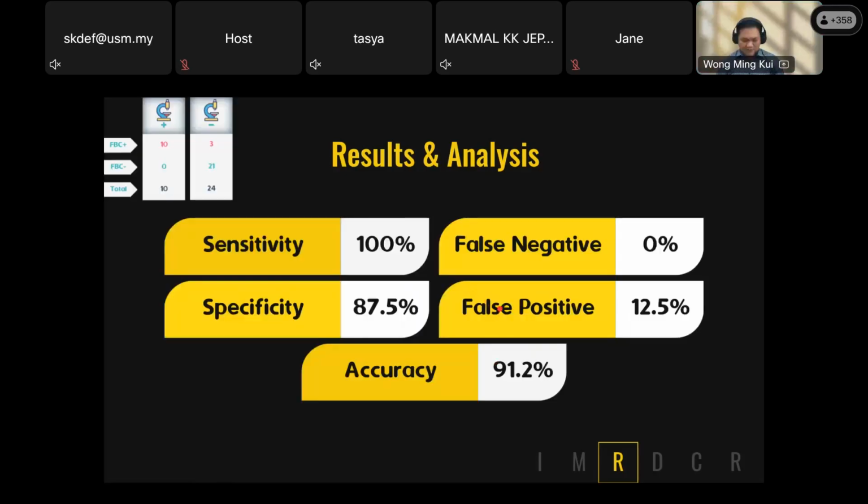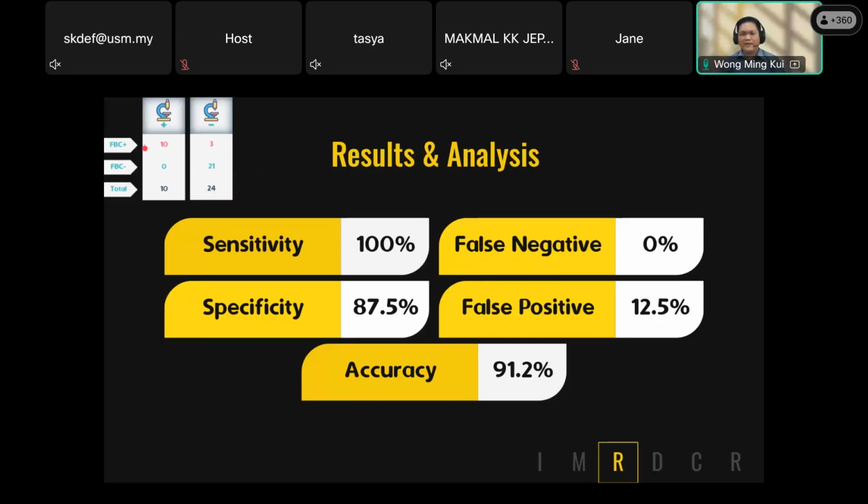After that, we used the model and the data from Hospital Sungai Siput, and we tested it. Do remember that the AI model has never seen the data from Hospital Sungai Siput. So far, it has only been trained and tested on Hospital Batu Pahat's data. So the data from Hospital Sungai Siput is completely new to the machine. We tested a total of 34 images from Hospital Sungai Siput.